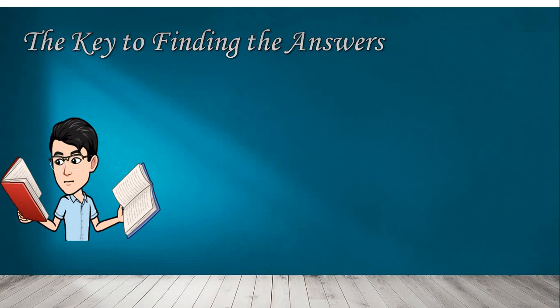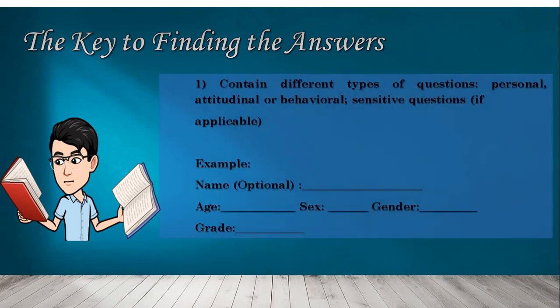These are the keys to finding the answers. First, it contains different types of questions. So it could be personal, attitudinal, or behavioral, or even sensitive questions if applicable. So for example, as you can see, the name is optional because the name is not measurable. And then we have the measurable, so we have the age, sex, gender, and race. So as you can see, these are the demographic profile of the respondents. So this is the kind of questioning.